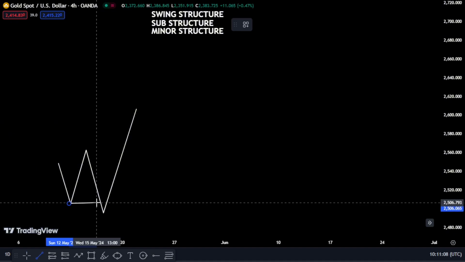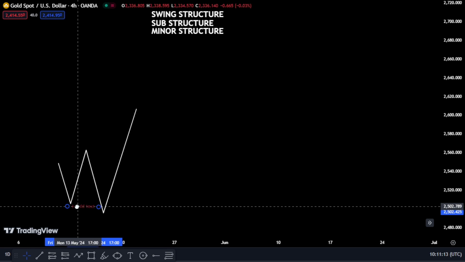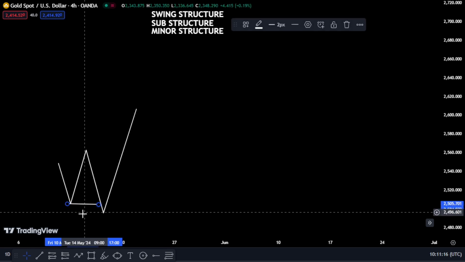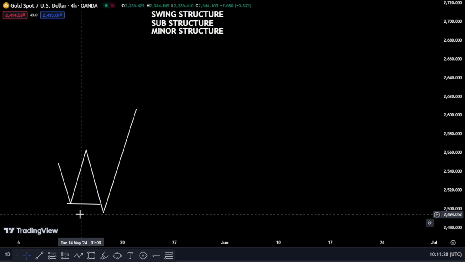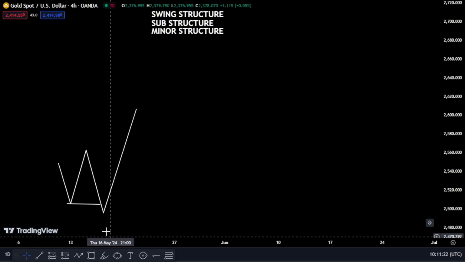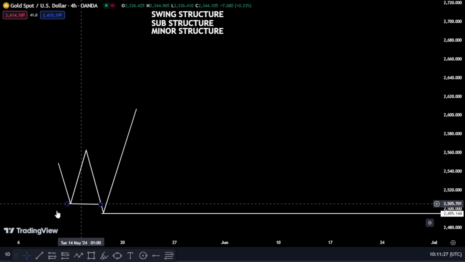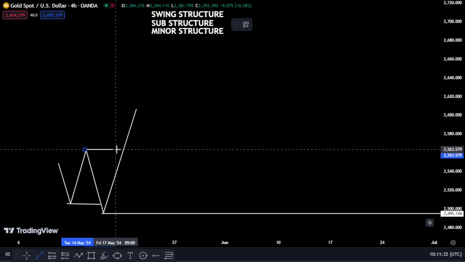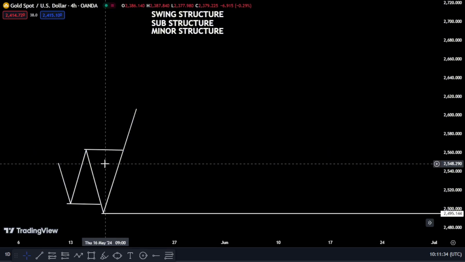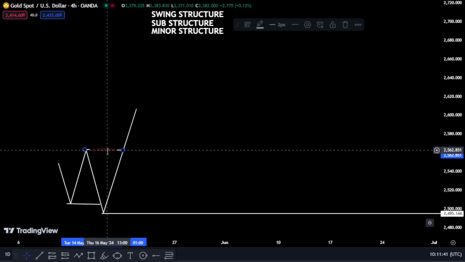So there are rules to this particular model, other than the other one. The other one is simple, but this one has more rules. For this particular model, there must be a sweep of liquidity, and that sweep of liquidity provides a protected low. Secondly, there must be a break of structure. It's still the same thing, but there are other steps to it.